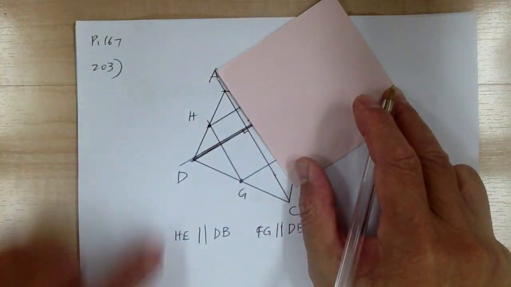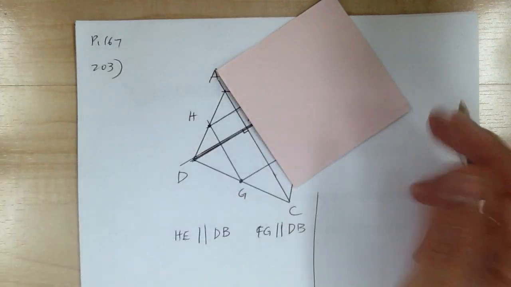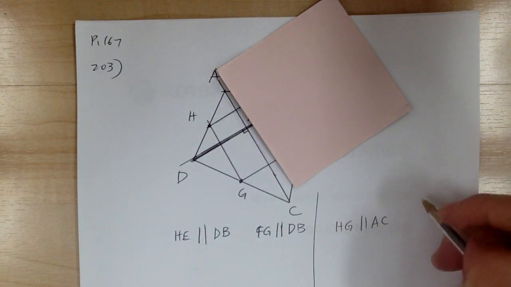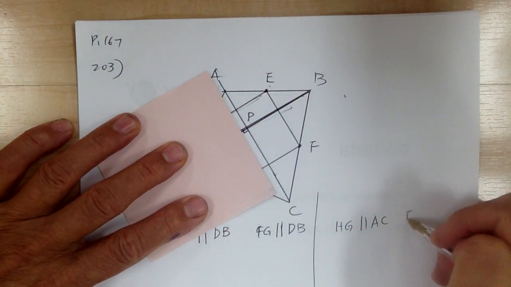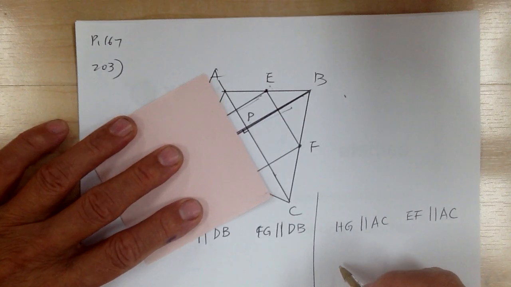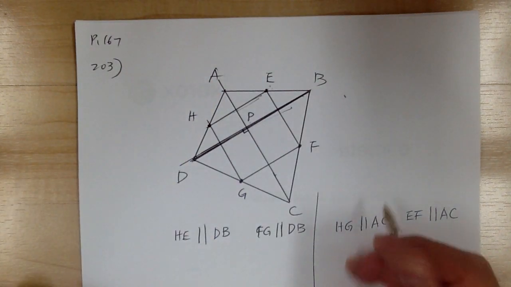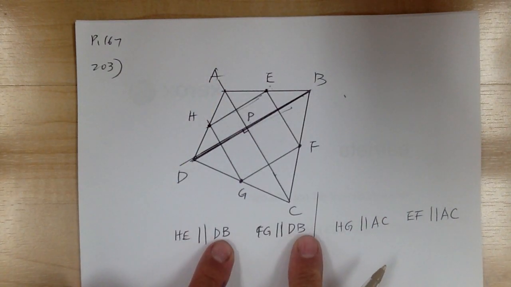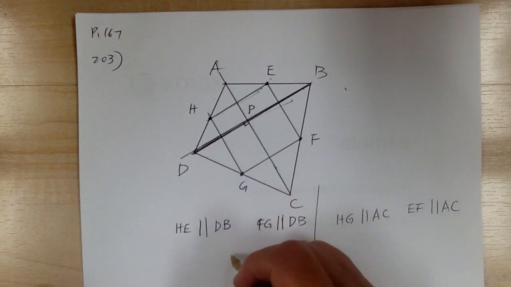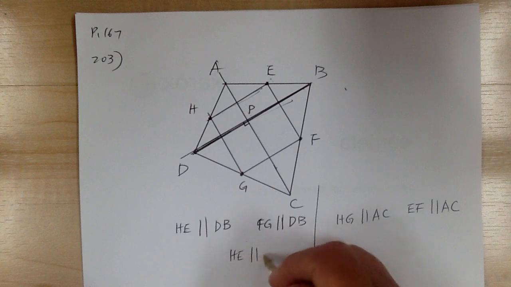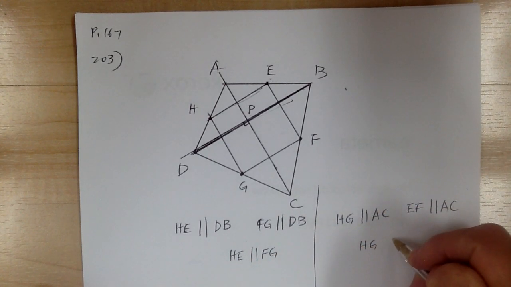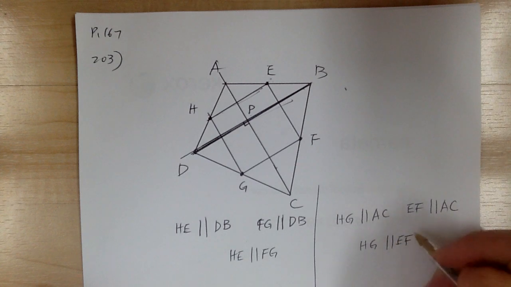Now you're going to do the same for this over here. So you can look at this triangle over here. So you're going to get HG parallel to AC. And in this triangle over here, you're going to get EF parallel to AC. And so since both of these are parallel to DB, then they would be parallel to each other, right? So combine these two, you get HE parallel to FG. Combine these two, you get HG parallel to EF.